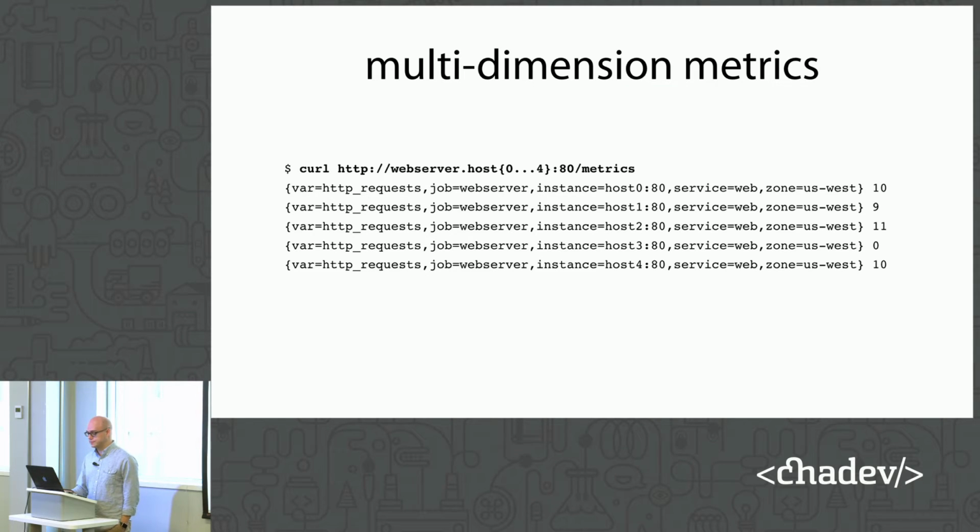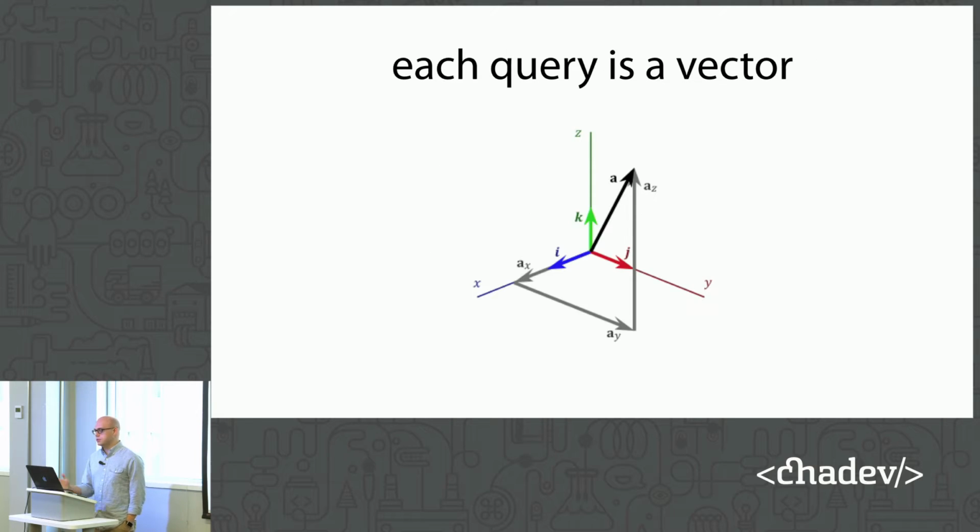So thinking about this now, each query that we specify is a vector in this multi-dimensional array. Whether it's a host, say, if we're thinking just in 3 dimensions, that might be the z-axis. Whether it's a single host in time, that might be the y-axis. Or if it's a single point in time, that might be the x-axis.